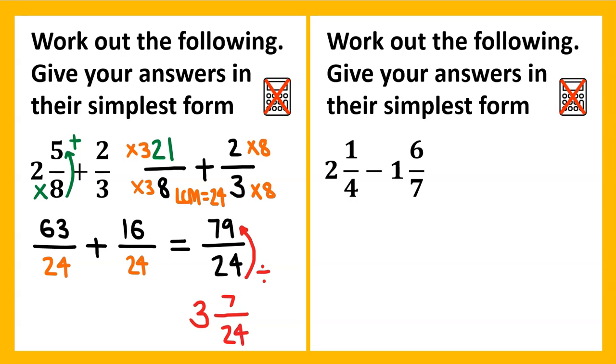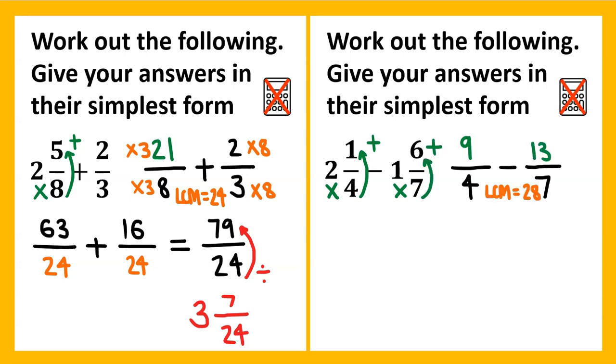For the second question, 2 multiplied by 4 plus 1 is 9, and then over 4. And we're subtracting 1 multiplied by 7, add 6 is 13 over 7. We have a lowest common multiple of 28.